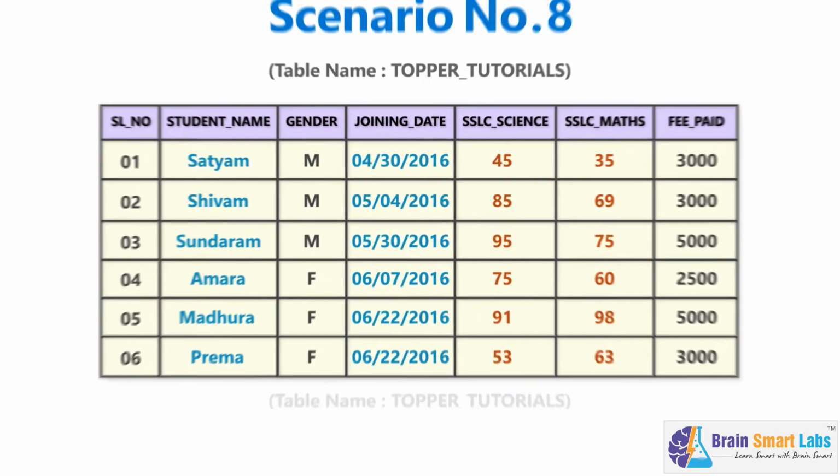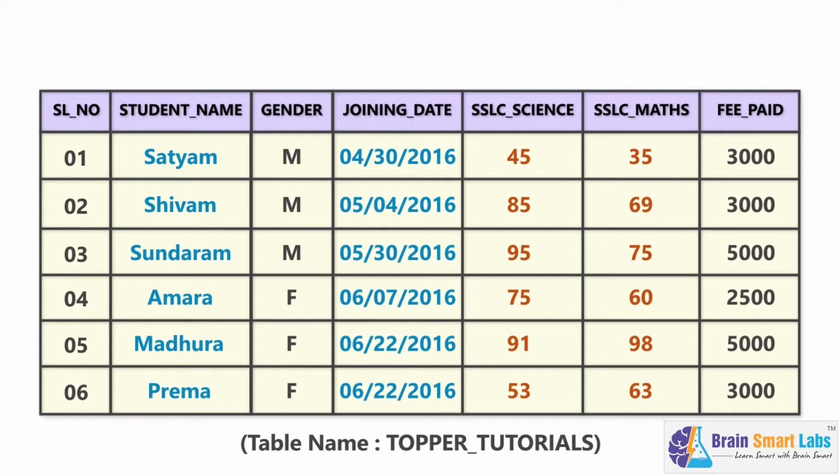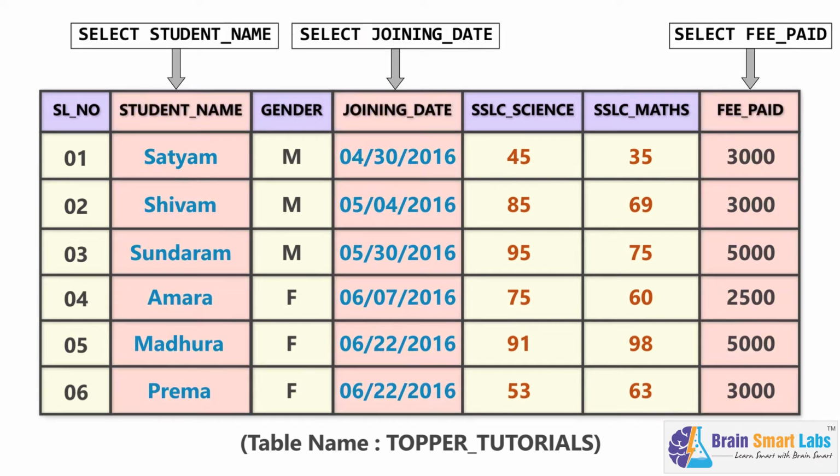Well, if you closely observe the table Topper Tutorials, they are asking us to display only these 3 columns, and in that we have to filter who have not paid a complete fee of rupees 5,000. As a matter of fact, we know not even a single soul would have paid more than rupees 5,000 as that is a maximum fee.